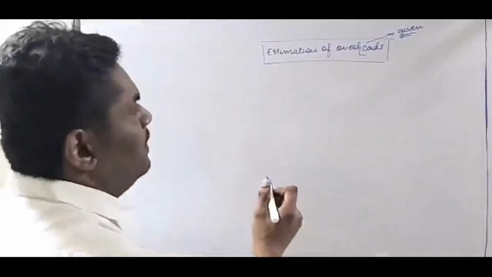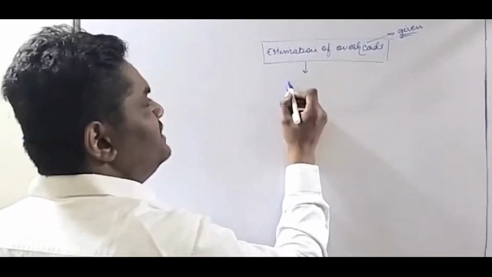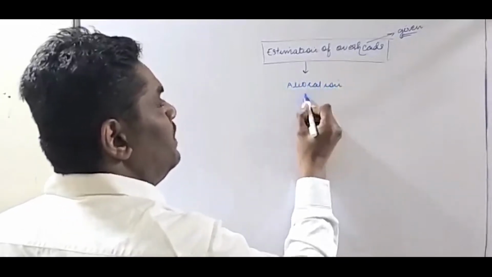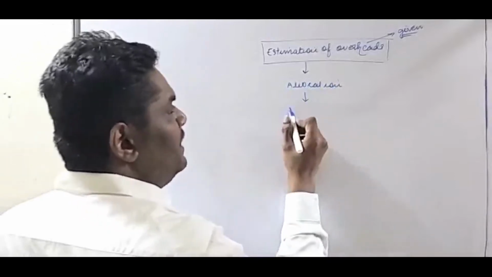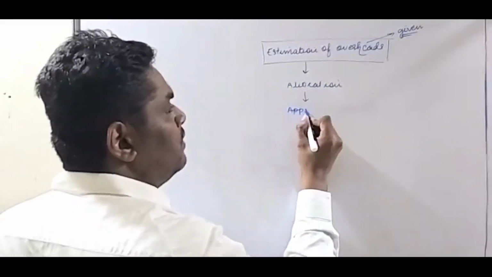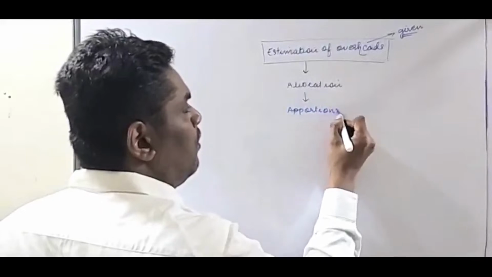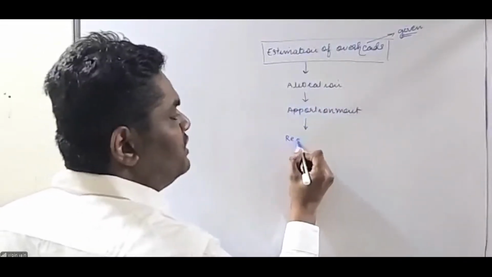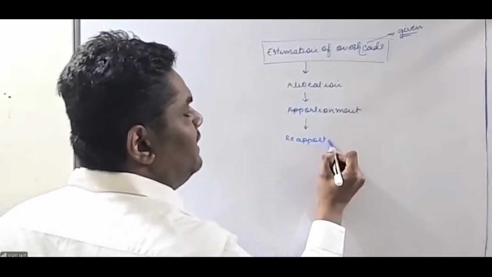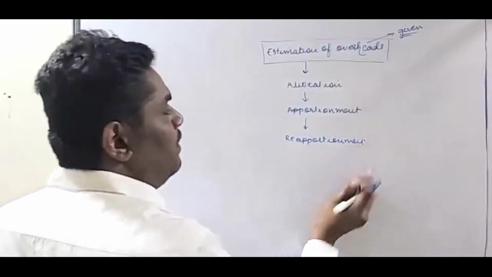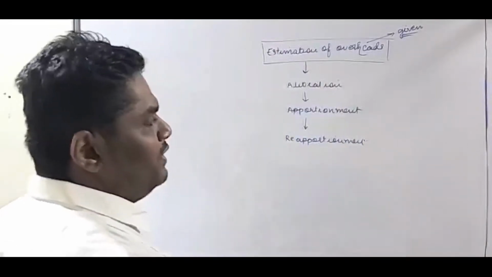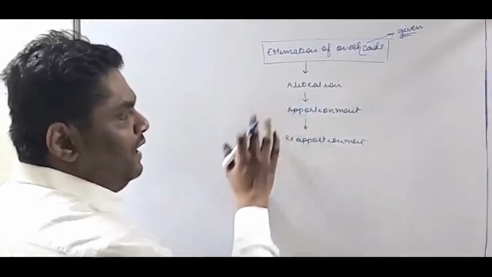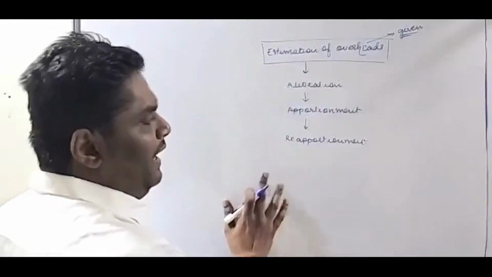Now, thereafter, the distribution process starts. With this, we first allocate the overheads. If allocation is not possible, then we apportion the overheads. After apportionment, we reapportion the overhead. I'll discuss this part in detail: what is the difference between allocation, apportionment, and reapportionment?